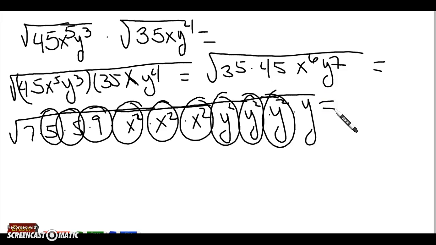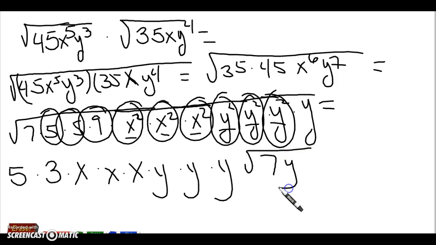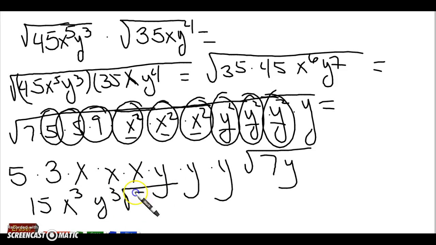So let's rewrite this. Alright, so I have 1 5 because I had 2 5s under. And I have the square root of 9, which is 3. I have an x here, an x here, an x here, a y here, a y here, and a y there. And then everything that's left is a 7 and a y. Multiply everything out, I get 15 x to the third, y to the third, square root of 7y.